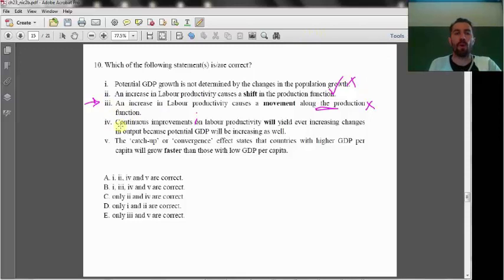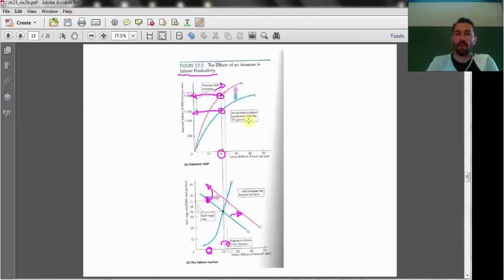Number 4, continuous improvements in labor productivity will yield ever increasing changes in output because potential GDP will be increasing as well. Does that sound good or not? Yeah, sounds good. Happy with that? Remember, changes in labor productivity increase potential output.